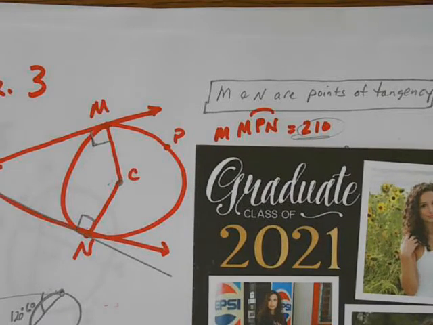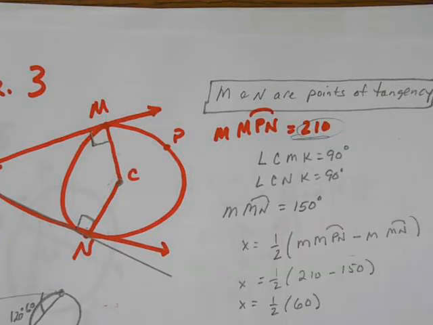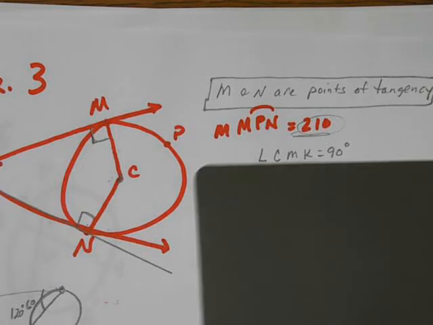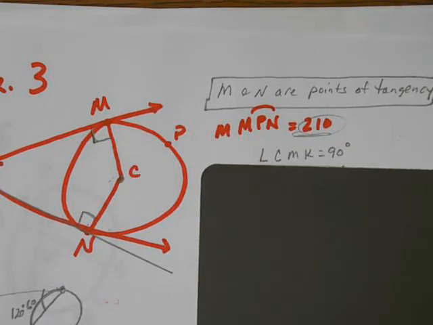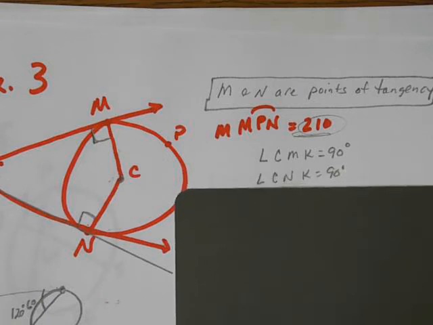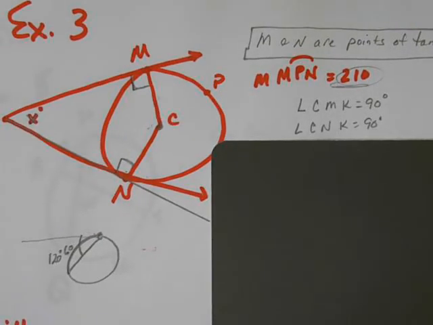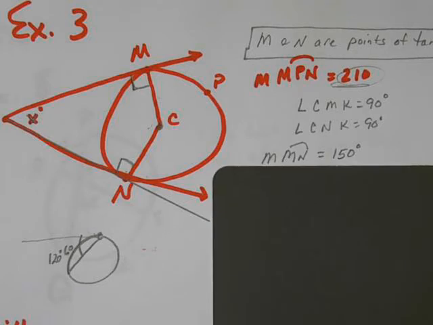The measure of arc MPN is 210. So then we know at the point of tangency, CMK is 90 and CNK is 90. That is always the case. A radius or a diameter at the point of tangency is 90 degrees. Good? Okay, let's keep going.